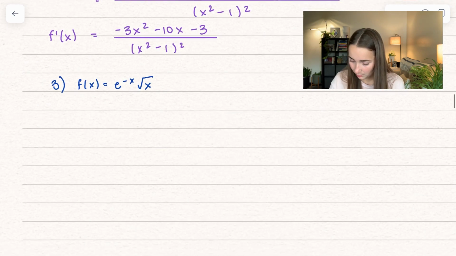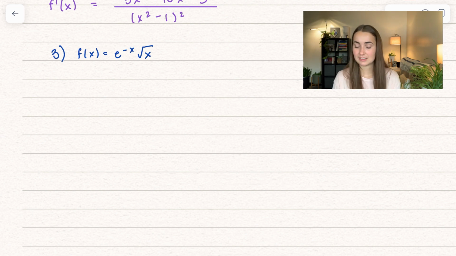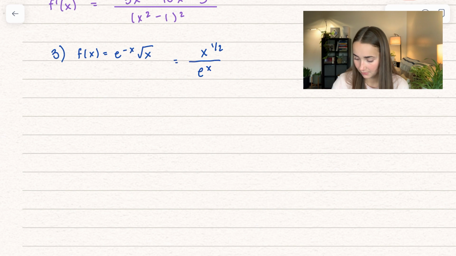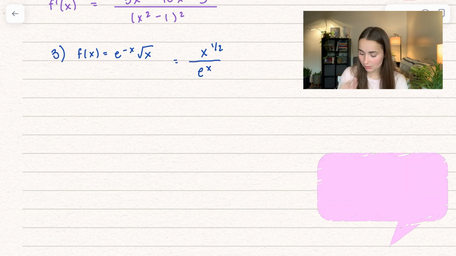Alrighty, so we have one more problem. We have f of x is equal to e to the negative x over the square root of x. And actually, I'm going to rewrite this in two different ways. So first, that e to the x can go to the denominator since it has a negative exponent. Square root of x can be rewritten as x to the power of 1/2. That way I can see power rule a bit nicer.